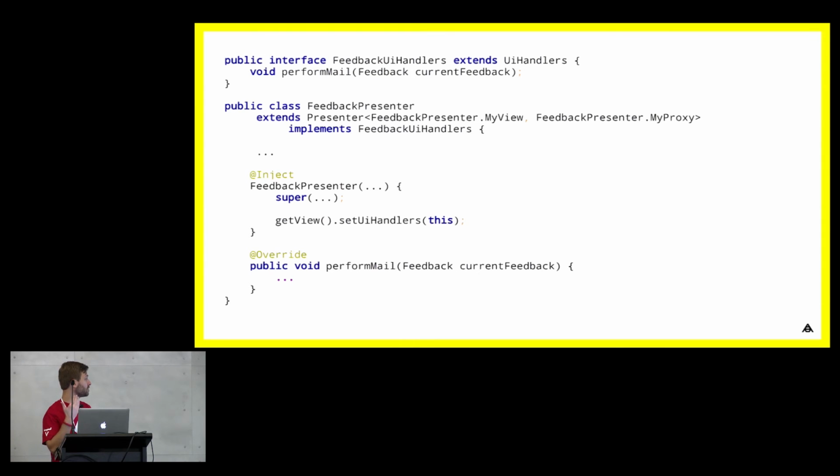And then you have to do two things to be able to implement the pattern. First, you need to implement to your presenter the FeedbackUiHandlers interface that you just created, and then you call getView().setUiHandlers(this). There's also one thing missing here: the view has to implement HasUiHandlers of type FeedbackUiHandlers to be able to set the UI handlers to the view.